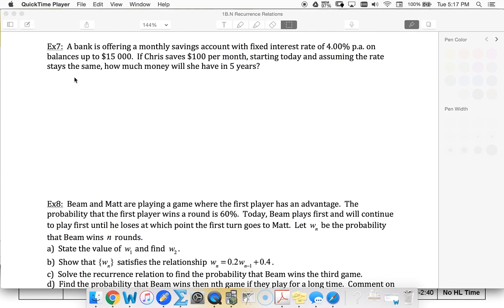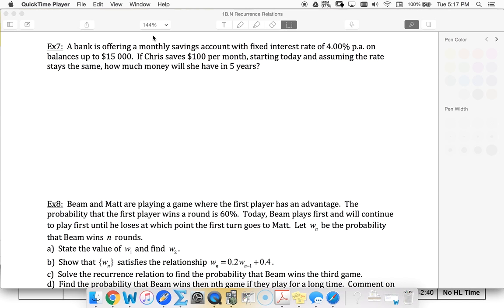All right, here's another financial math application. This time we're putting $100 into an account every month, and we've got a 4% per annum interest rate, and balances up to $15,000. So this gives us a condition on our problem. We would need to check our answer to make sure we're within this value.